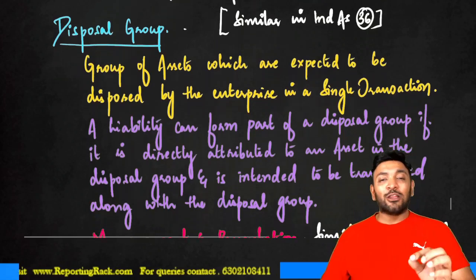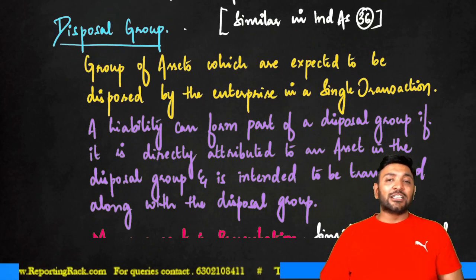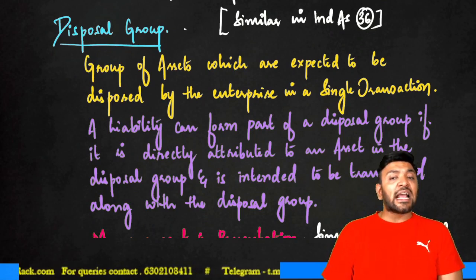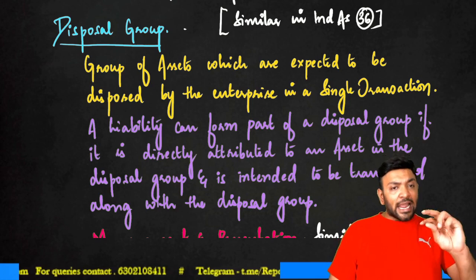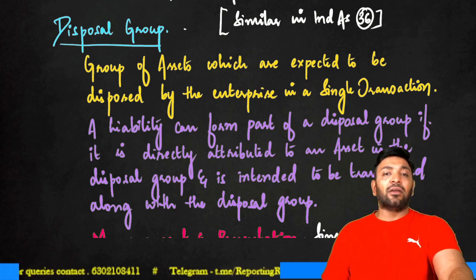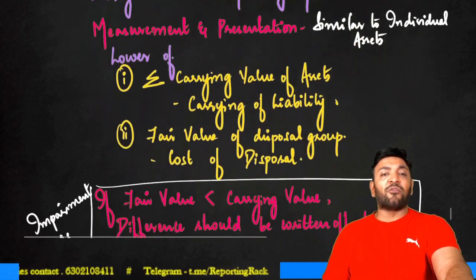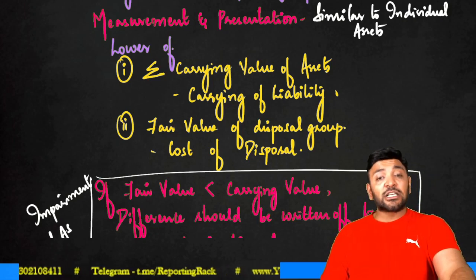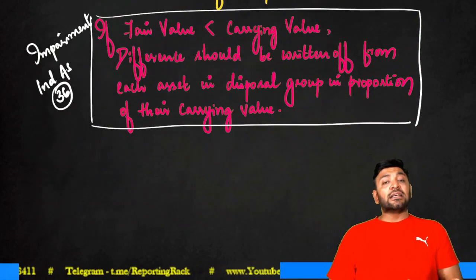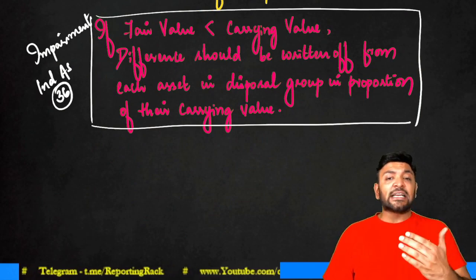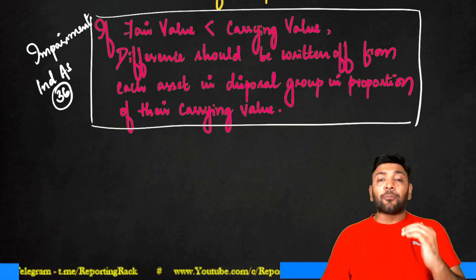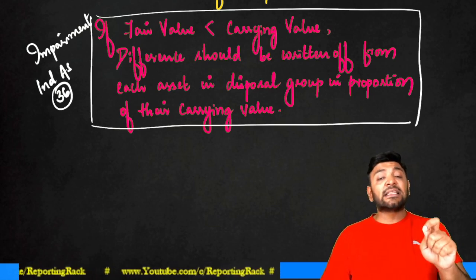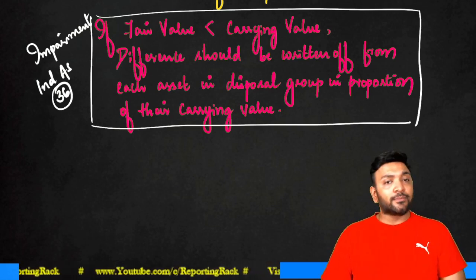What is a group of assets? The only difference is here you are calling it a disposal group. Under IND AS 36, you will call it a CGU, cash generating unit. The name might change, but ultimately it is still the same. It is a group of assets which are intended to be disposed of in a single transaction. Measurement principle will still remain the same, and this impairment should be written off from each asset in the disposal group in the proportion of their carrying value if your fair value less cost of disposal is less than the carrying value of the asset.